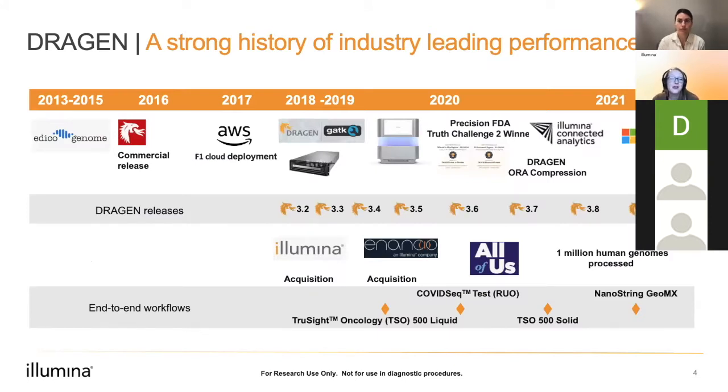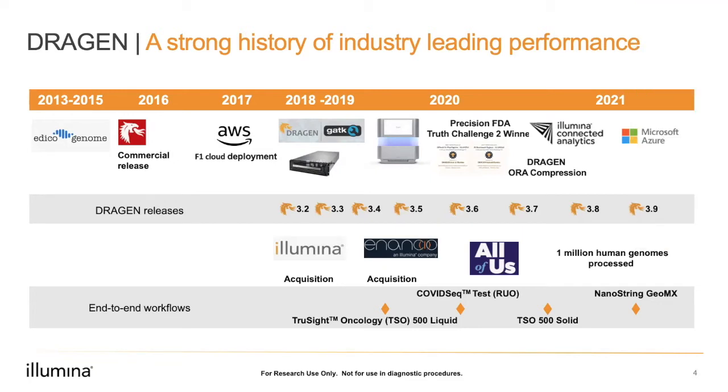Over the last 3 years, since being acquired by Illumina, DRAGEN has worked to continuously improve its speed and accuracy with frequent releases. You can see our timeline of releases along there. And I just want to highlight a few major events along this timeline.